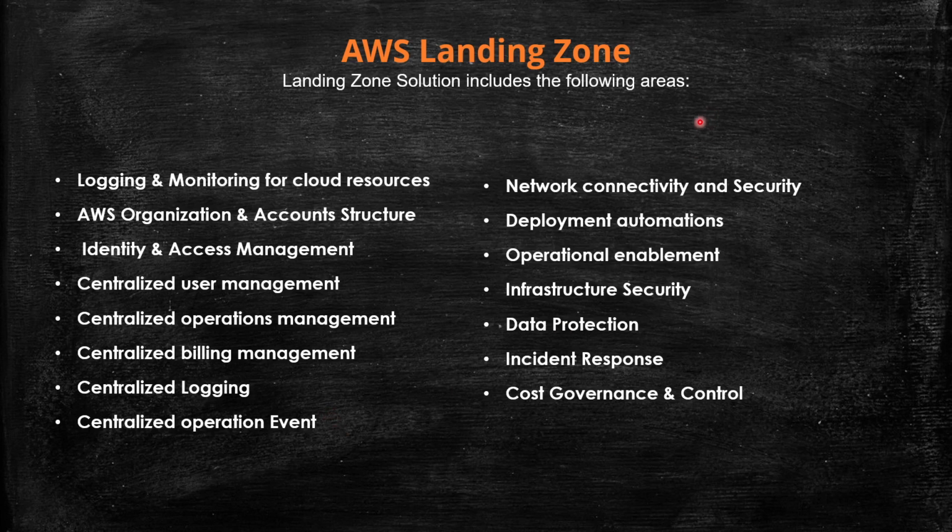Operation management, event, network connectivity, deployment automations, operational enablement, infrastructure security, data protection, incident response, and cost governance and control. So this is a high-level bullet point, but I'm going to explain everything in detail in our coming slide in the diagram. I know that having the points doesn't relate much. Instead of that, we should have a diagram. So I'll be explaining more detail in the diagram.